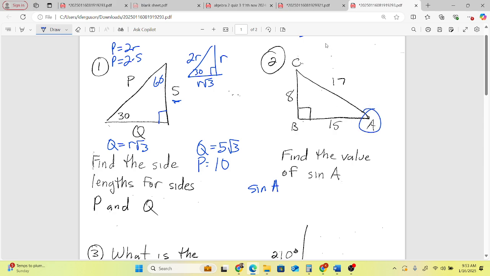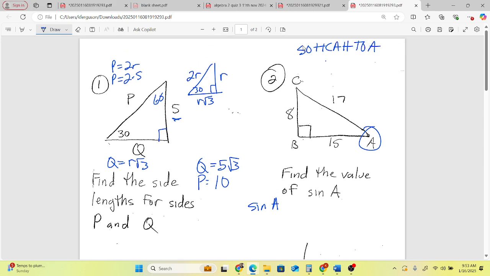So sine says opposite, so the opposite side divided by the hypotenuse. I'm just abbreviating. So the opposite side in this case is 8. And then the hypotenuse is the longest side, that's 17. Let's write it like this.